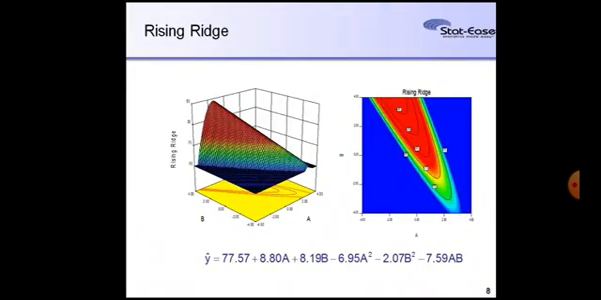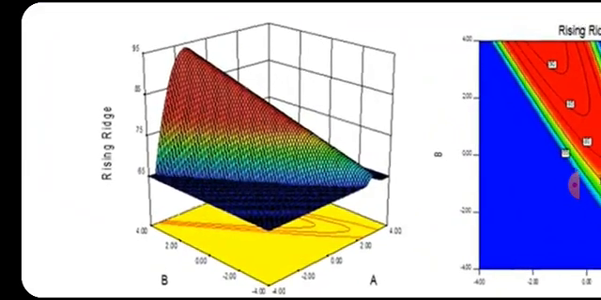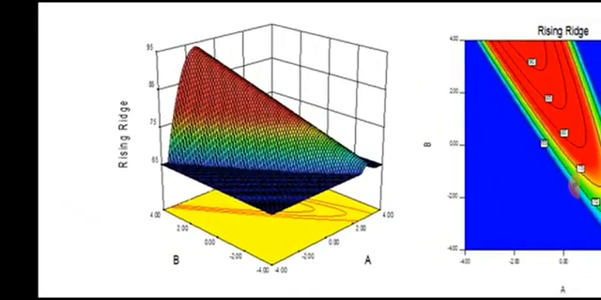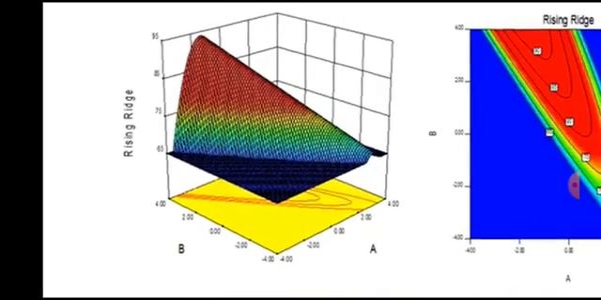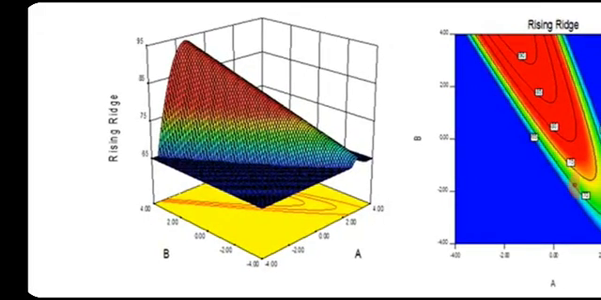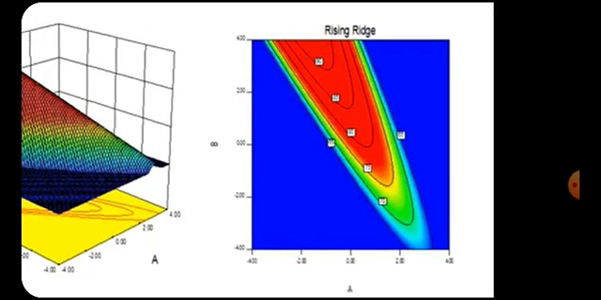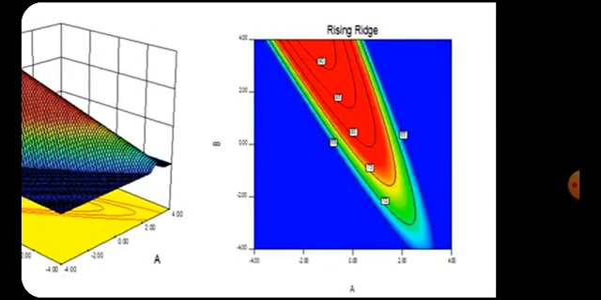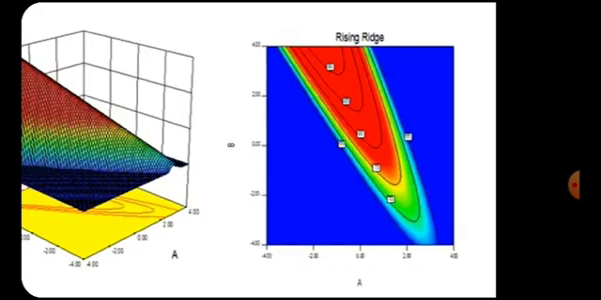Second is rising ridge. Here again you can see the rising ridge pattern, which is diverted towards one plane and another, so it is just in a slanting position. You can see the reflection at the bottom on the two-dimensional plane. So it looks like this rising ridge. Red color indicates that the highest response is obtained at these different concentrations of A and B, which may be the area of further optimization.